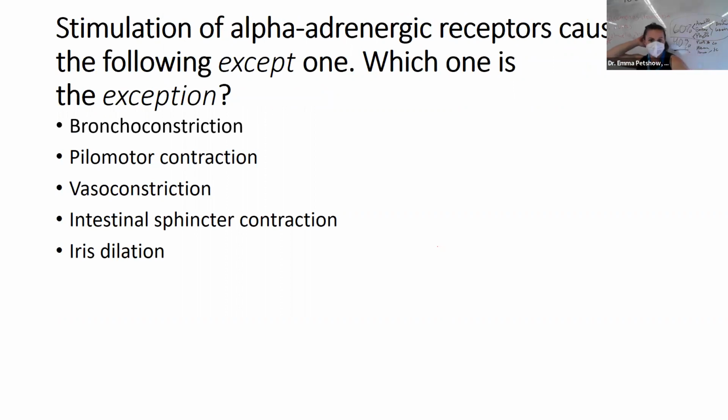Stimulation of alpha adrenergic receptors causes all of the things except for one. What's the one thing that it doesn't cause? Is it bronchoconstriction, pilomotor contraction, vasoconstriction? This one's kind of hard. Intestinal sphincter contraction or iris dilatation. Think about the one thing you know it probably isn't. Alpha adrenergic receptors.